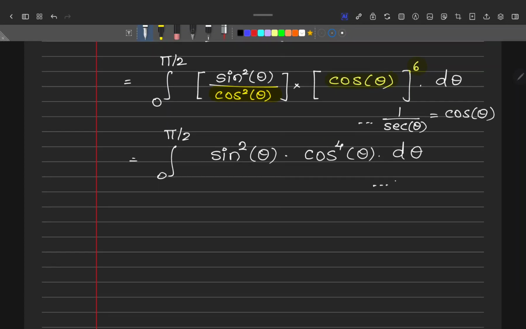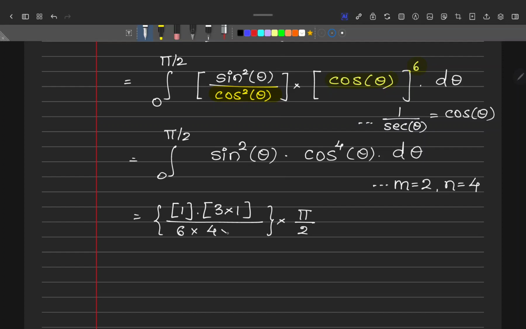Here the value of m is 2, the value of n is 4, both are even numbers, so we take pi by 2 here. Then m minus 1 is 1, n minus 1 is 3, so it is 6 into 4 into 2. So what do we get? My answer will be pi by 32. So this will be our required answer of the integration.